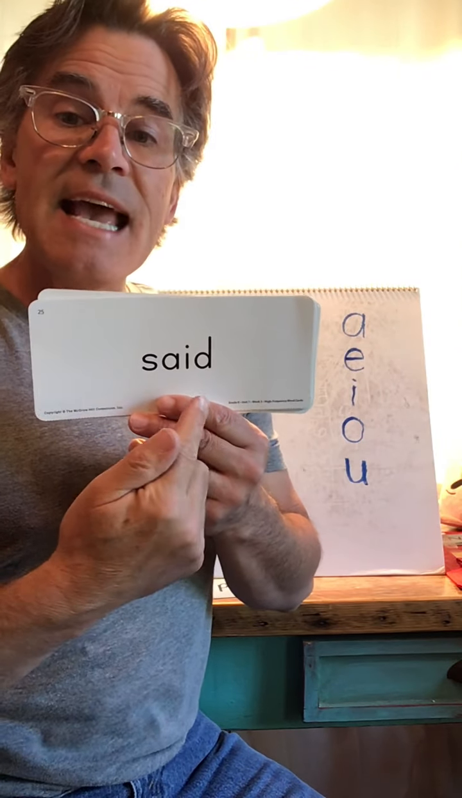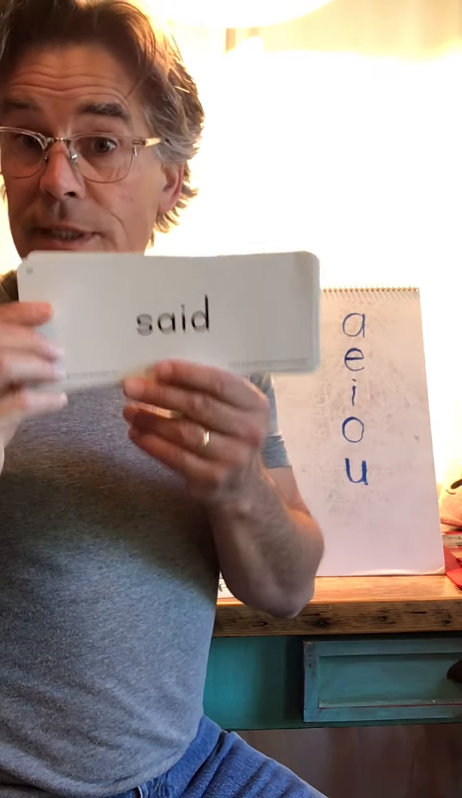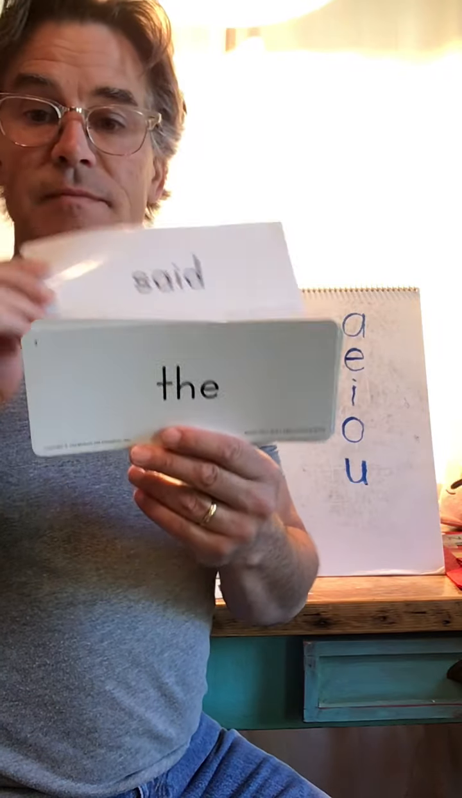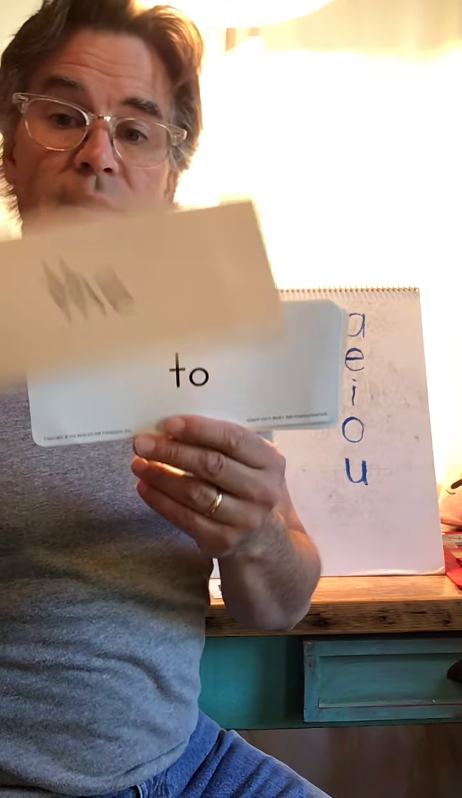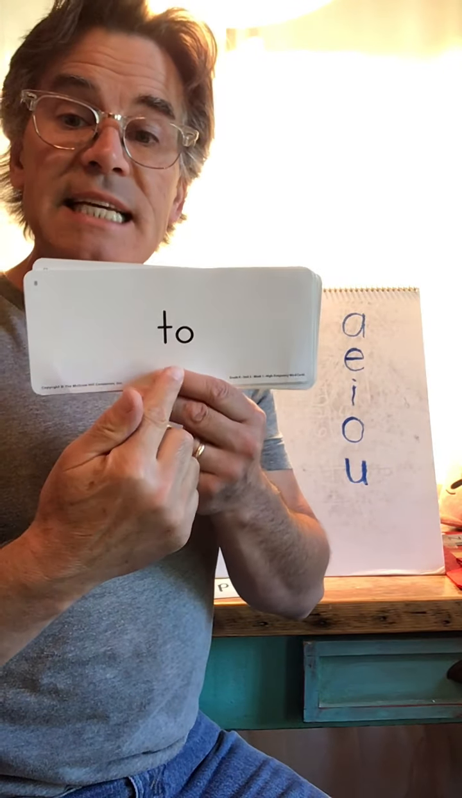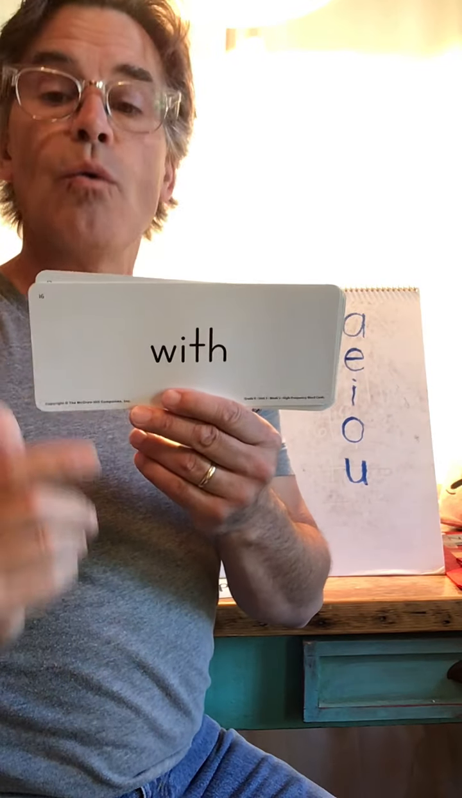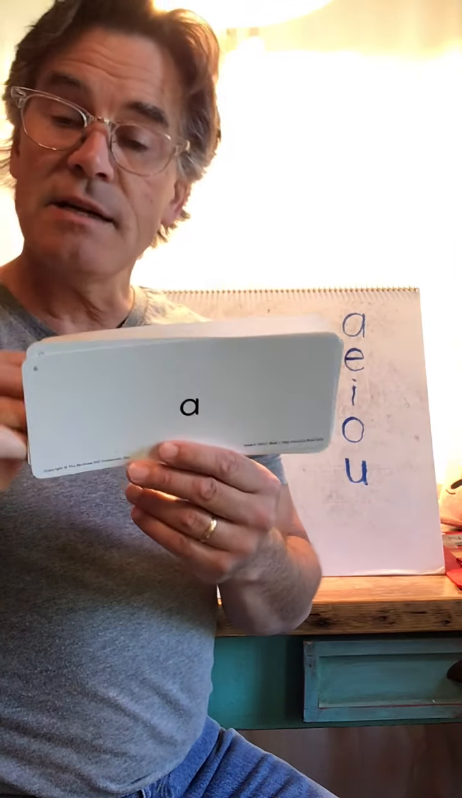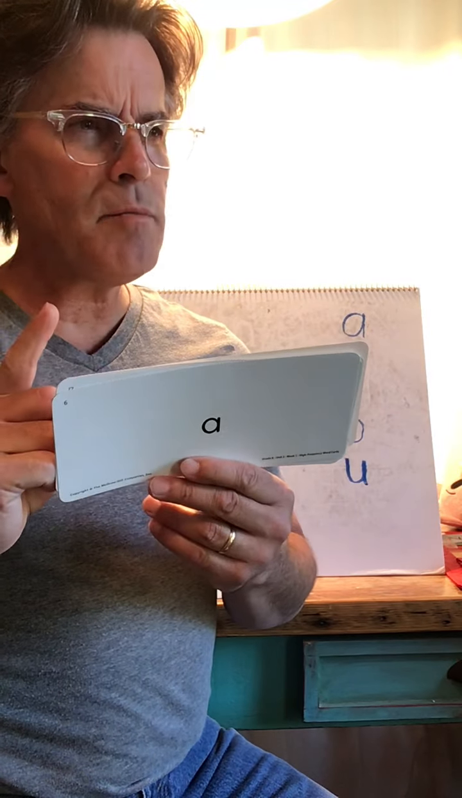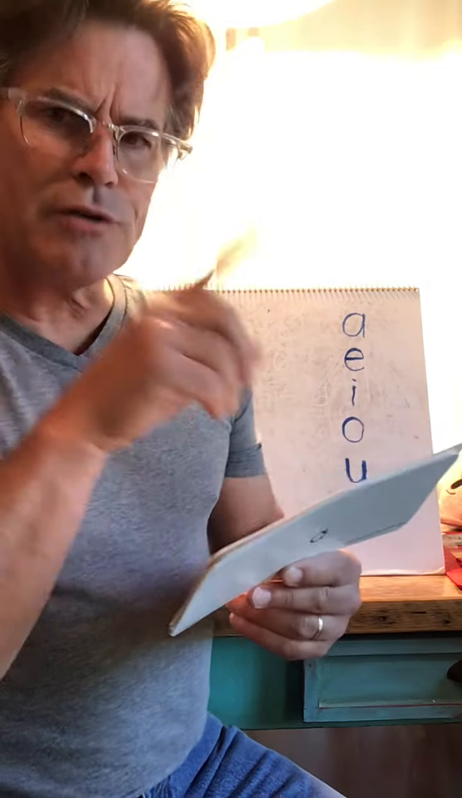Said. S-A-I-D. Said. There are some people who are going to say things in our story, for sure. The. T-H-E. The. Two. T-O, two. With. W-I-T-H. And there's A again. Now, I think there's one more that's in there that I didn't have in here. I think it's it. We'll look for it. I'm missing the card.